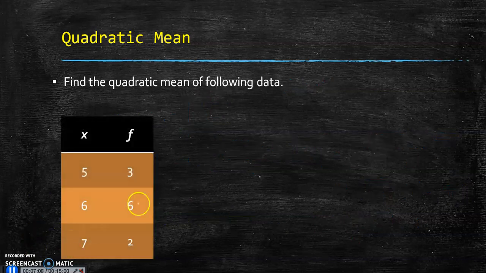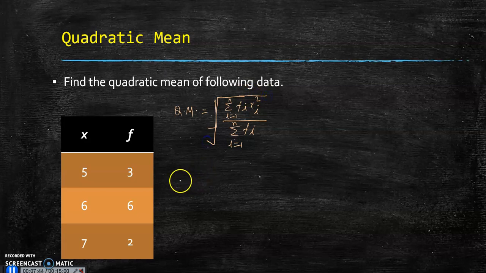Now I'm going to go for a grouped distribution. Right here, if you see, I have an x, I have an f, so it's a discretely grouped distribution. I have frequency associated with it. I know my formula for quadratic mean here. It is the square root of the sum of i equal to 1 to n of fi xi square divided by the sum of i equal to 1 to n of fi. So that's how the formula is.